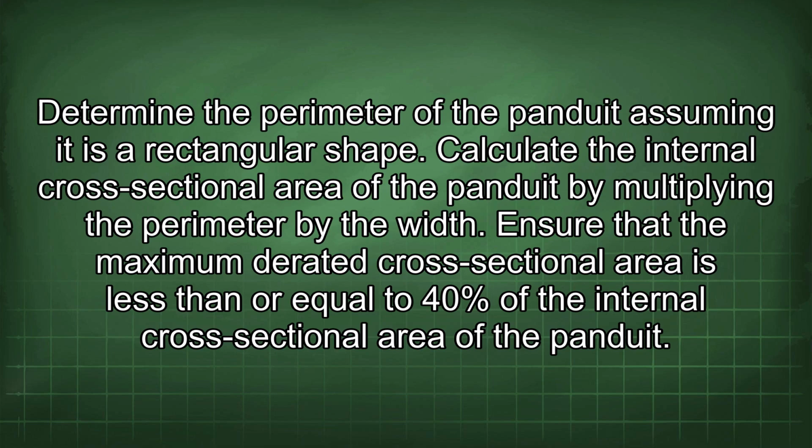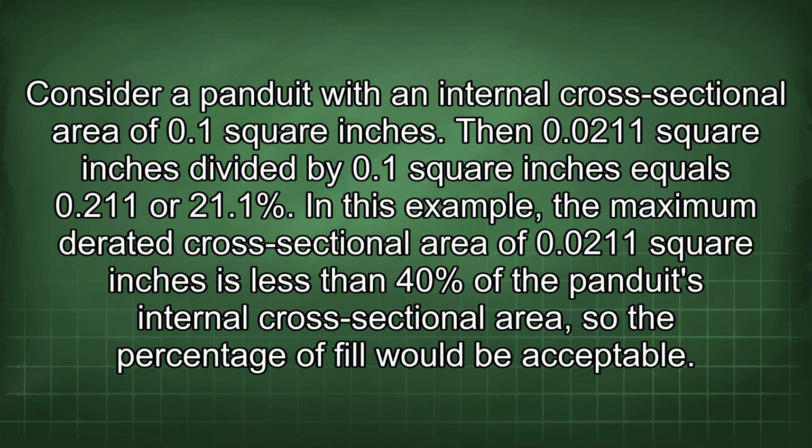Ensure that the maximum derated cross-sectional area is less than or equal to 40% of the internal cross-sectional area of the Panduit. Consider a Panduit with an internal cross-sectional area of 0.1 square inches. Then 0.211 square inches divided by 0.1 square inches equals 0.211 or 21.1%. In this example, the maximum derated cross-sectional area of 0.211 square inches is less than 40% of the Panduit's internal cross-sectional area, so the percentage of fill would be acceptable.